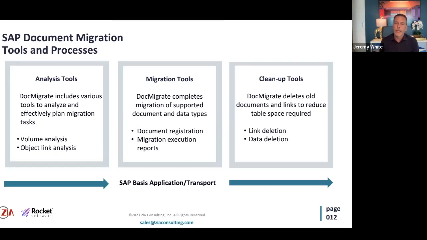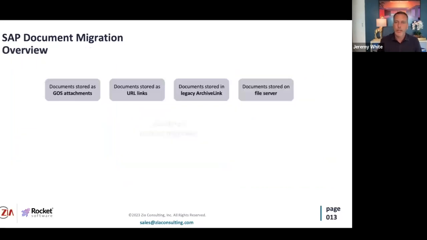The third piece is that once we've confirmed and audited that the content has been migrated to the SAP Mobius environment, we would leverage the cleanup tool to delete the original link. The beauty of this, as I said before, is that there's no change management from a user's perspective. What they saw in the attachment list before the migration is the same thing they're going to see in the attachment list after the migration.